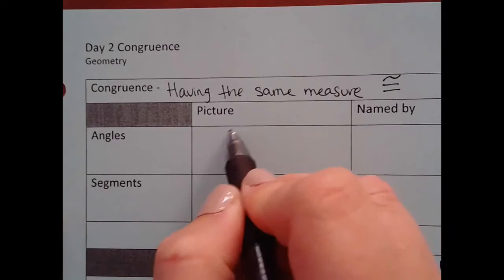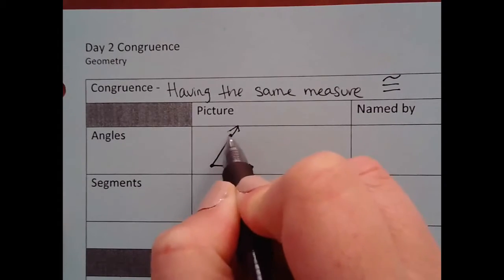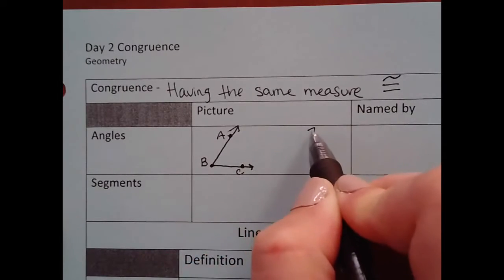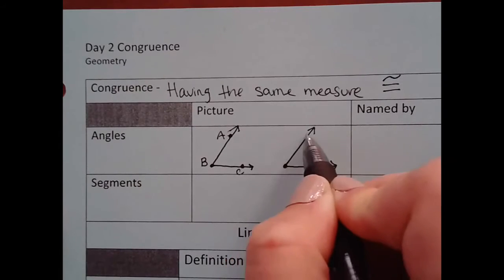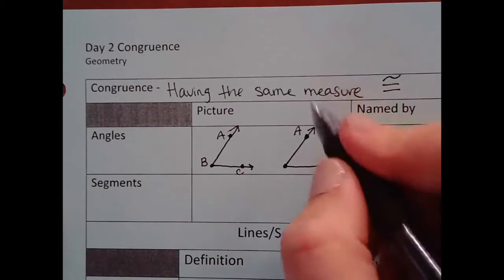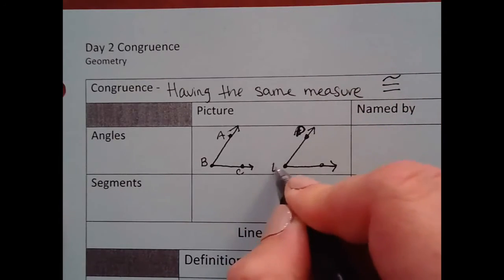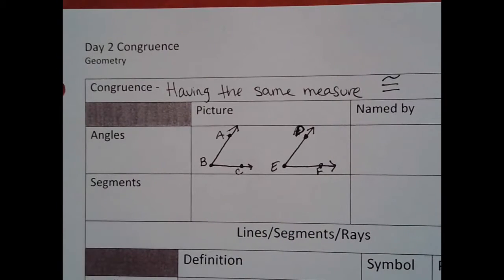So let's draw a picture of two angles here. We'll give them letters. I want you to try to draw them so they look, just by the bare eye, pretty similar or equivalent. Oh, gonna have to give them different names though. Different letters. So we've got D, E, F, and A, B, C.